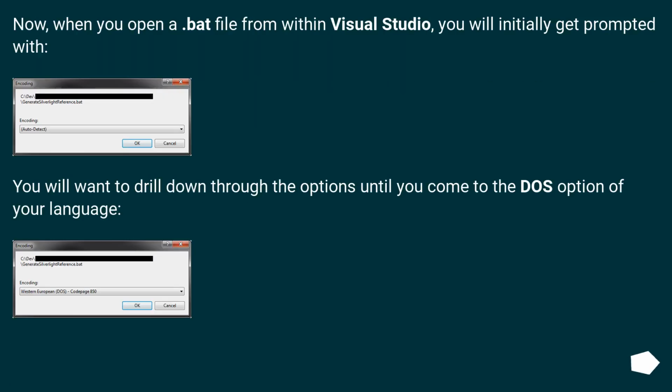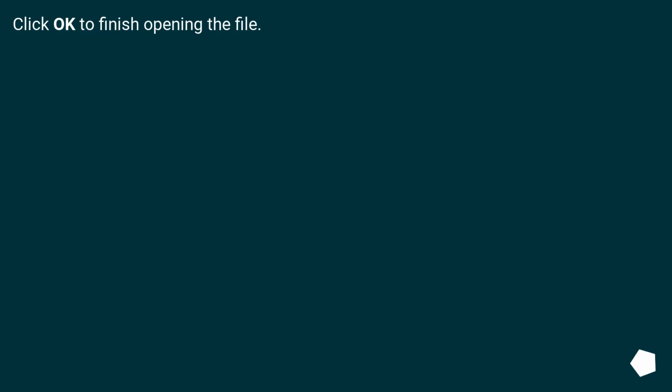Now, when you open a BAT file from within Visual Studio, you will initially get prompted with an encoding dialog. You will want to drill down through the options until you come to the DOS option of your language. Click OK to finish opening the file.